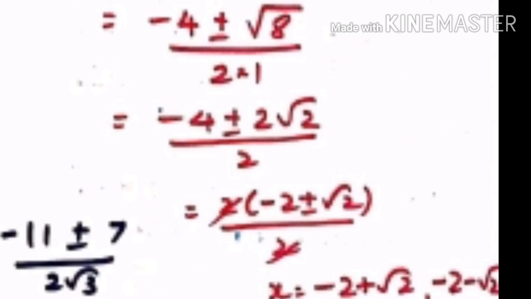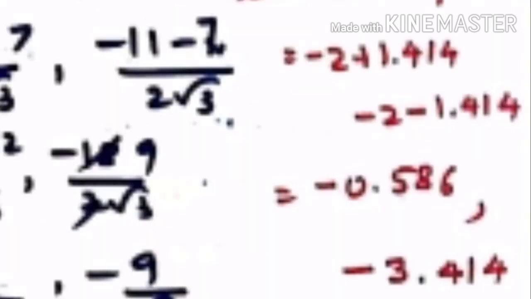So that 2 root 2 is the square root of 8. Now you can see in the numerator 2 is common. So I take 2 common, in the bracket minus 2 plus or minus root 2, upon 2. The 2s get cancelled. So I get 2 roots: x is equal to minus 2 plus root 2 and minus 2 minus root 2. You can see now.